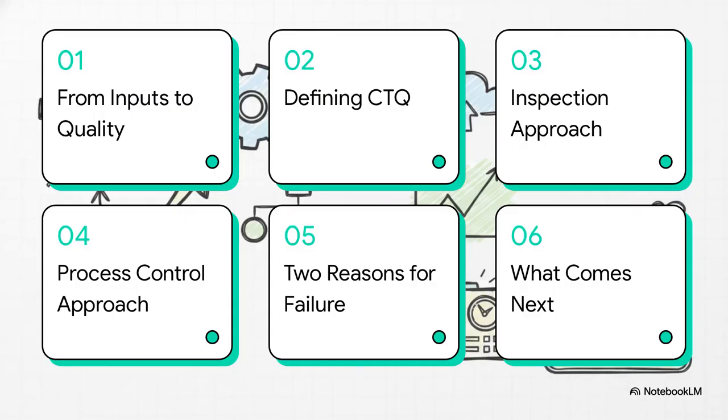So here's the game plan. We'll connect the dots from inputs to quality, and then we'll define what makes something critical to quality. After that, we'll look at two very different ways of thinking, the old school inspection approach versus the modern process control approach. Then we'll diagnose the two main reasons a process fails. And finally, we'll see what's next.